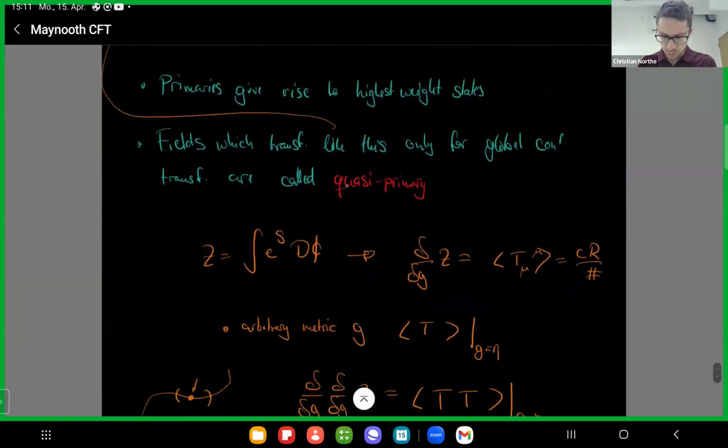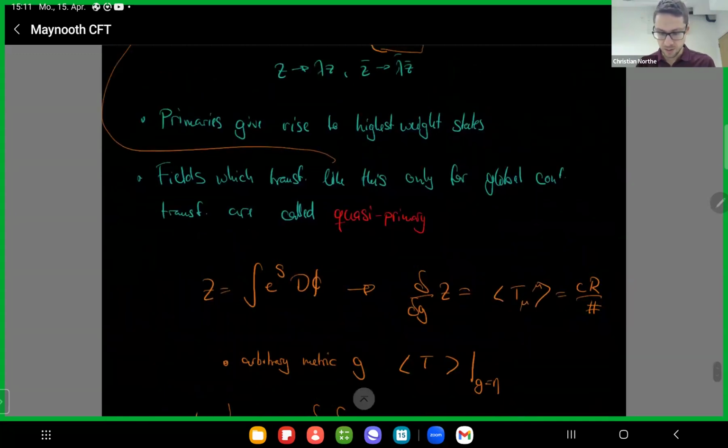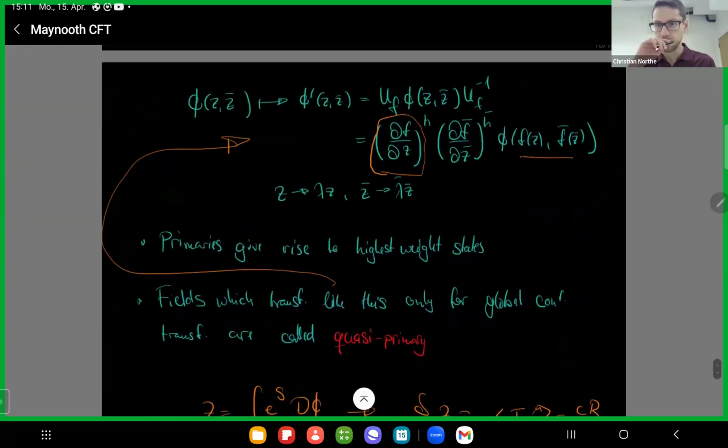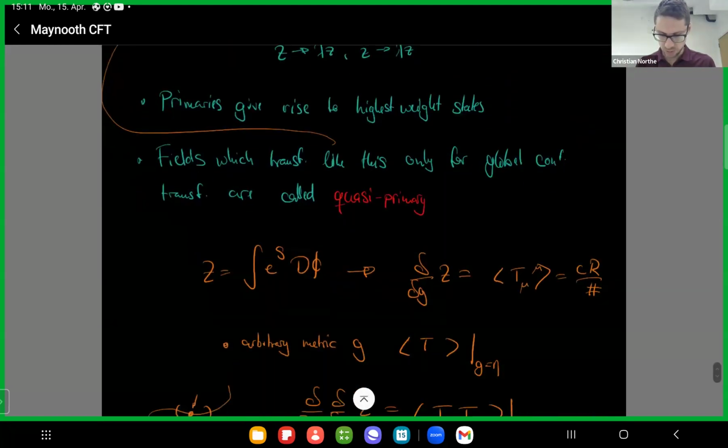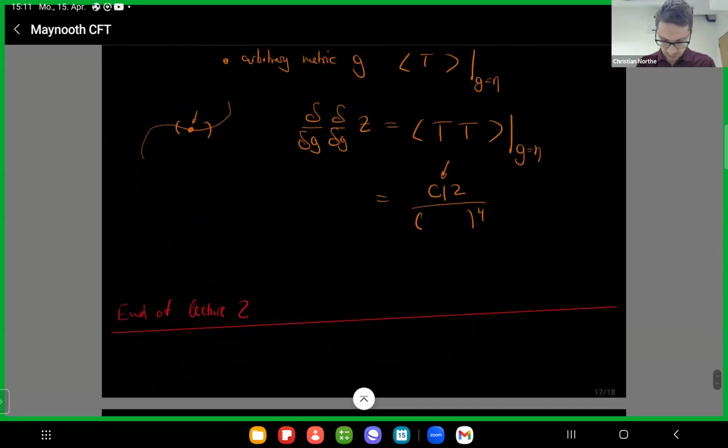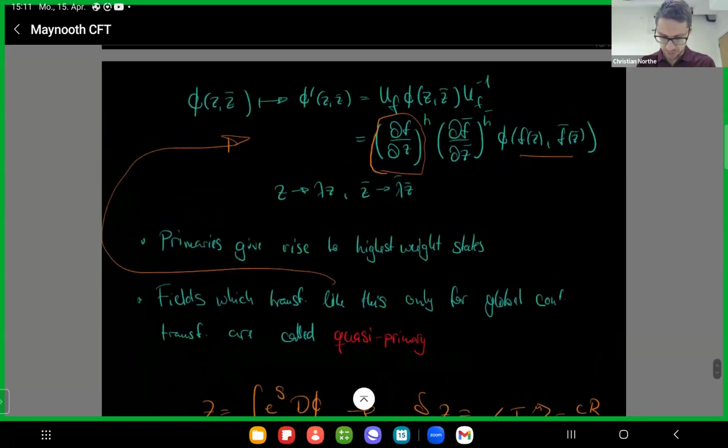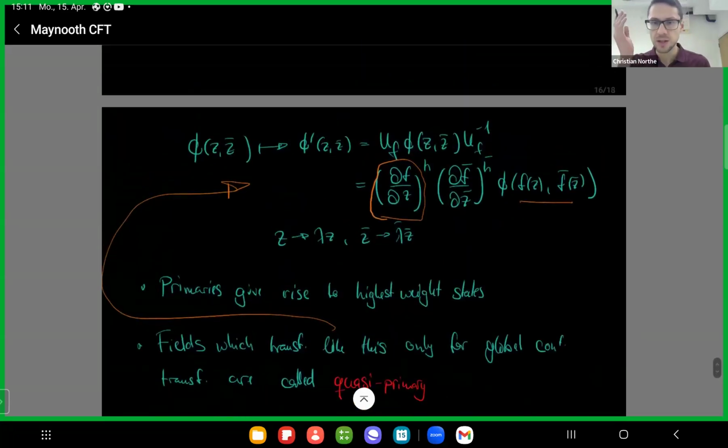Then there's this notion of a quasi-primary, which just means that it's only behaving like that for a global conformal transformation. But for now, it's not so important. For now, let's just focus on the notion of a primary. Okay, so far so good. So that's a small recap. Do you have any questions?